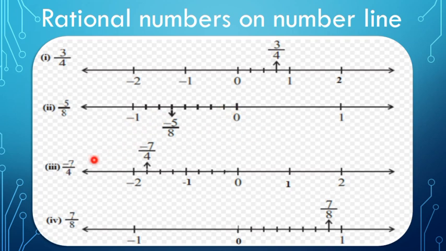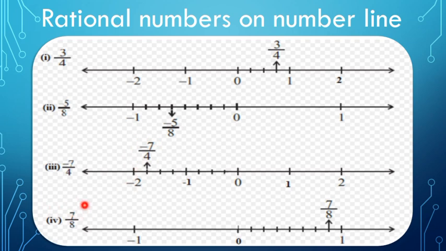Remember this point. Now minus 7 by 4. When we convert minus 7 by 4 to a mixed fraction, we get minus 1, 3 by 4. So it will lie between minus 1 and minus 2. So divide the region between minus 1 and minus 2 into 4 equal parts and plot the third part. So this is minus 7 by 4 or minus 1, 3 by 4.